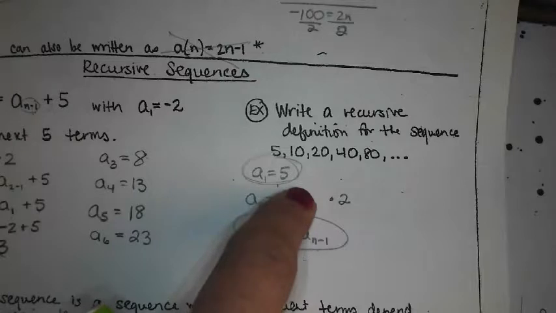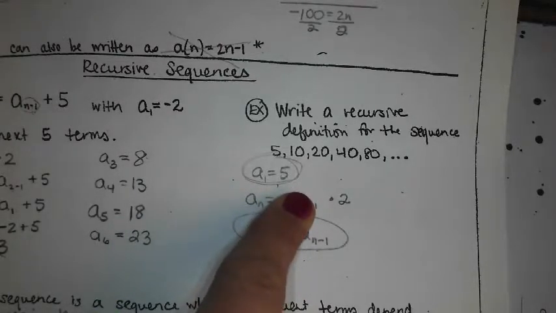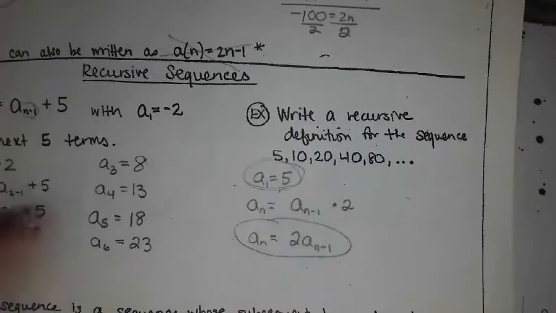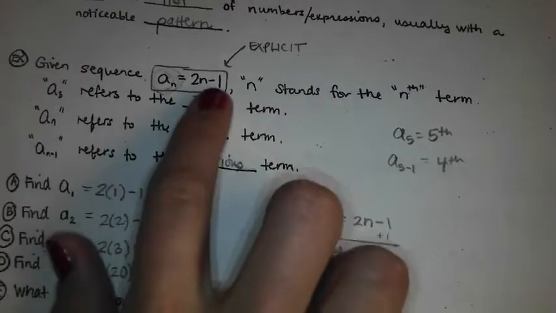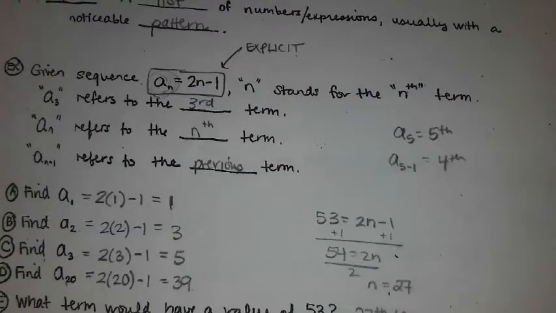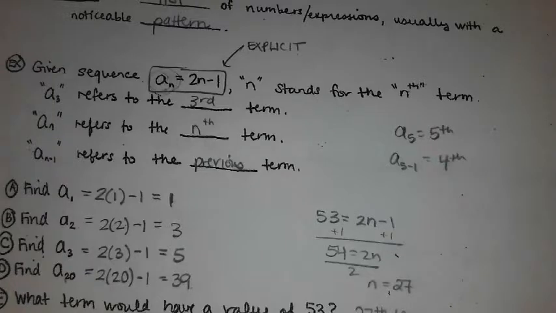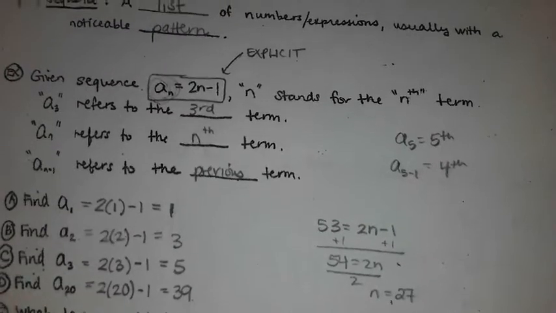And just for the sake of time, they're not going to ask you to find the 100th term of a recursive sequence. Unless they've given you the 97th or the 98th, then they might. But if they've only given you the first term, they're not going to ask you for the 99th or the 100th term because it would take forever and a day. But an explicit sequence, they may. And that should take 2 seconds. Just plug in whatever term you're looking for.